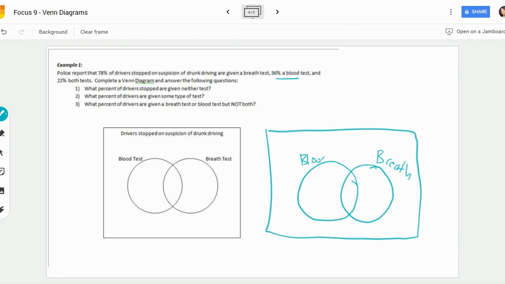Good. And then 22% are given both tests. Okay, well, we already have two regions, so we're not going to write the word both in here, but it is implied that this then would be both. Okay, complete a Venn diagram and answer the following questions. So here's what we know.